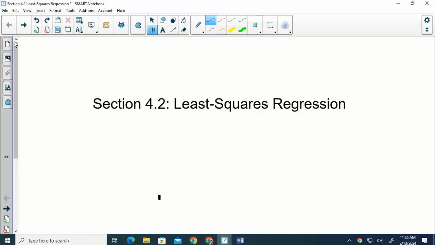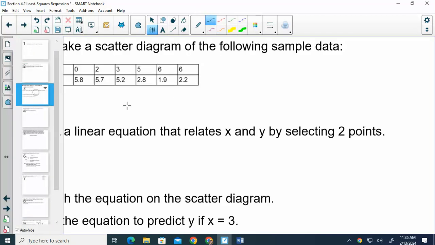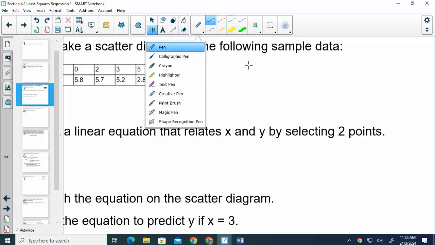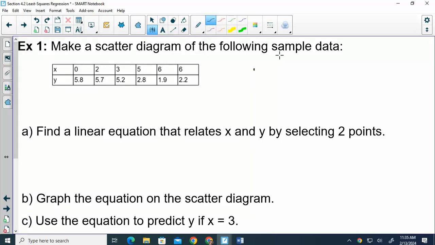Look at an example. We're going to make a scatter diagram. We'll do this one by hand because it's pretty easy. So that's what we were doing yesterday. We know that we have to plot all of our points. And I didn't even tell you what x and y stood for here, but my x's, we have 0 through 6.